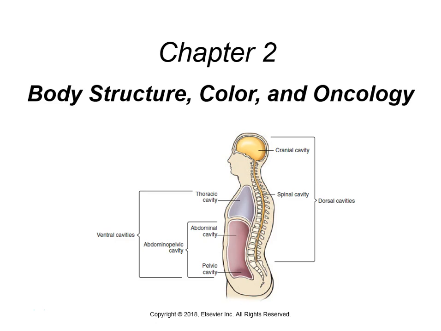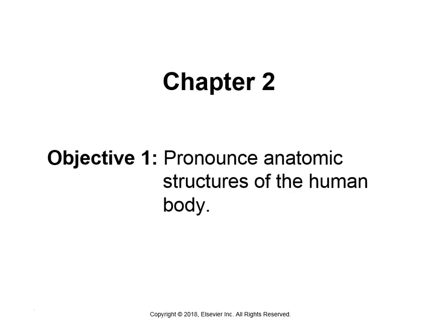This chapter is a little bit of a hodgepodge just because it's not one particular body system, but it's going to orient you to the body structures, the different colors that are associated with medical conditions, and then it also lumps in oncology, which is the tumors and cancer related studies. So we're going to dive into that.